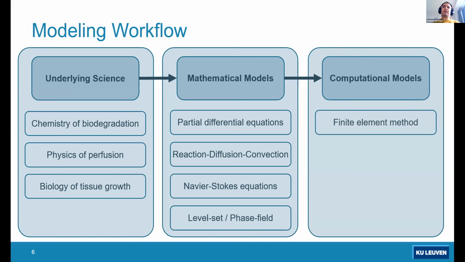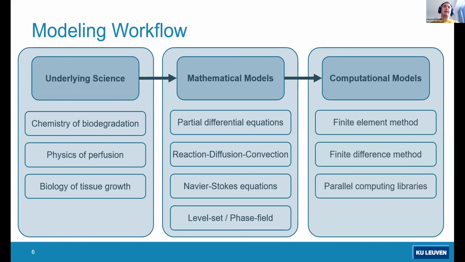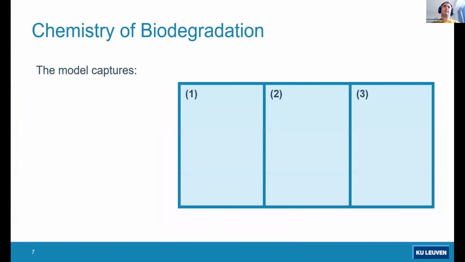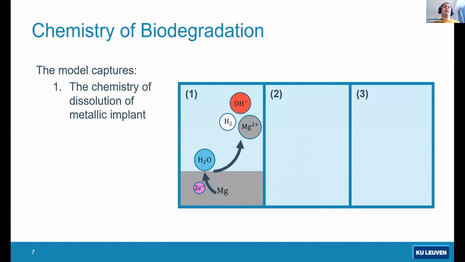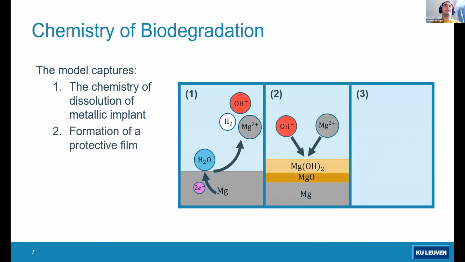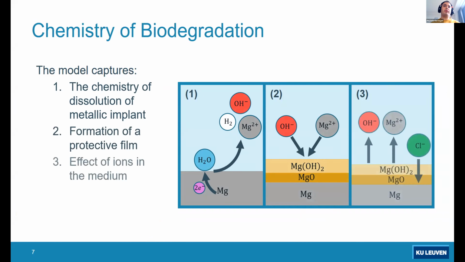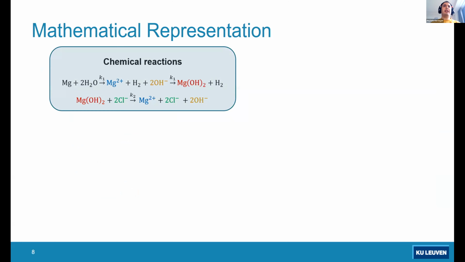And for computational models, it's a combination of finite element method and finite difference, and parallel computing libraries and open source solvers. So the chemistry of biodegradation is, from the basic point of view, the dissolution of metallic implants releasing ions, then formation of corrosion products, and also the effects of the environment on this film of side products, the rate of degradation, as well as changes in various chemical entities like pH.